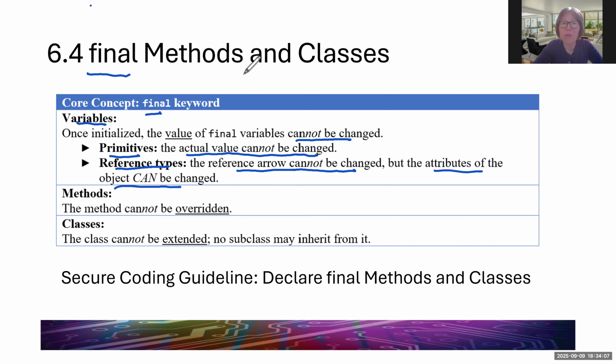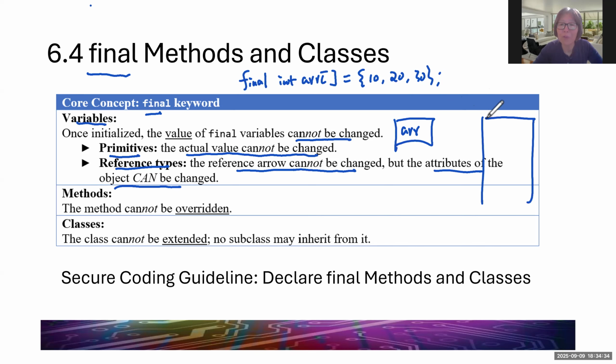If you recall, take an array, for example. You can define a final int ARR equals, suppose, 10, 20, 30. The idea is that ARR is on the stack, and on the heap you have 10, 20, 30. So ARR points to this block.